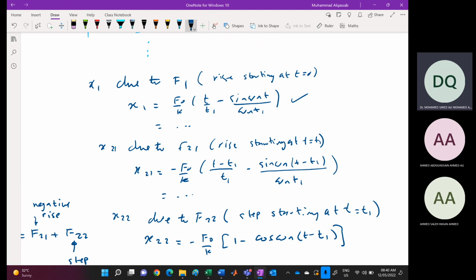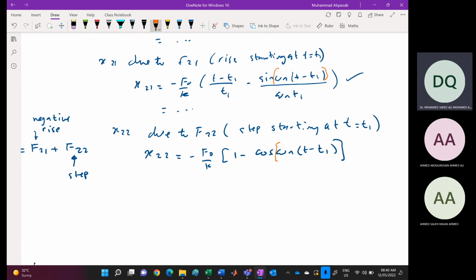Usually this equation is the same. Here we did the modification because we have minus f naught and starting at t1, so this is t minus t1. Wherever there is t, you will change it to t minus t1. The whole thing is the argument of sine. The same thing here, the whole thing is the argument of cosine.